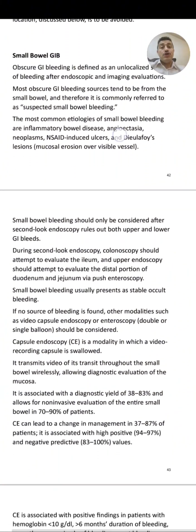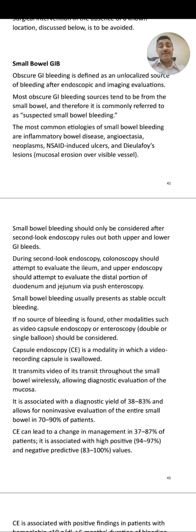Small bowel GI bleeding is a little bit difficult. If you remember at the beginning of our lecture, I said that obscure GI bleeding is bleeding which we cannot find on the colonoscopy or even the radiological investigation. There is clinical bleeding, but we cannot find the location. Actually, the source is small bowel, and sometimes obscure GI bleeding, we call it suspected small bowel bleed.